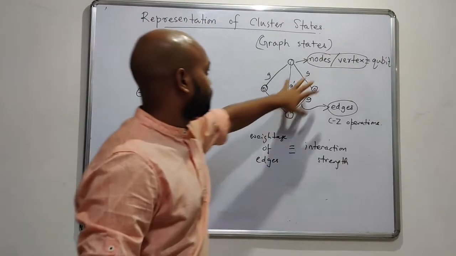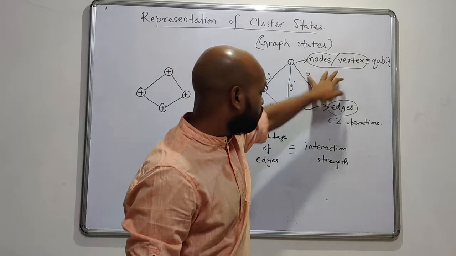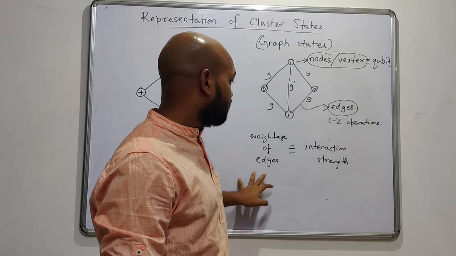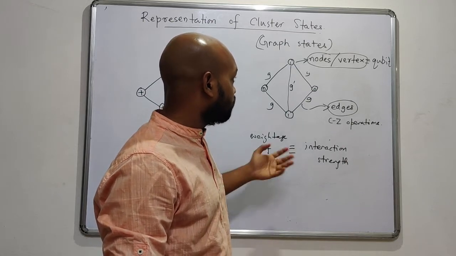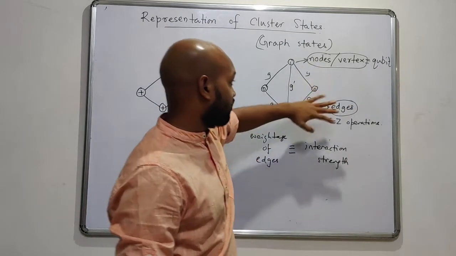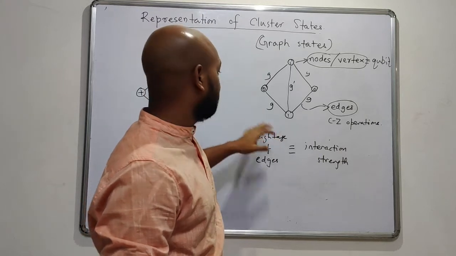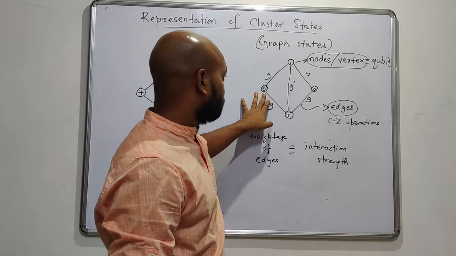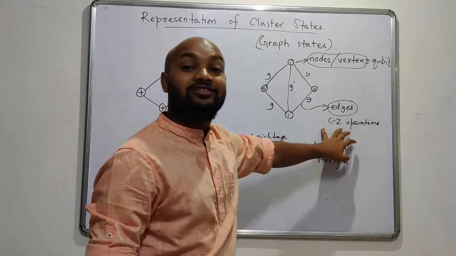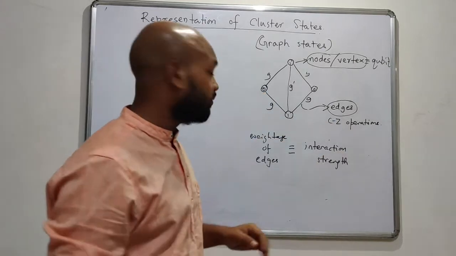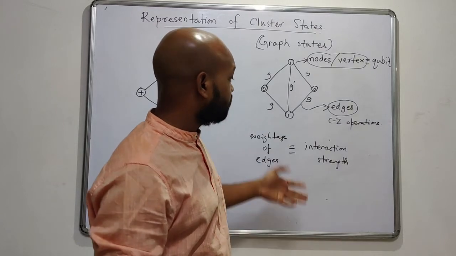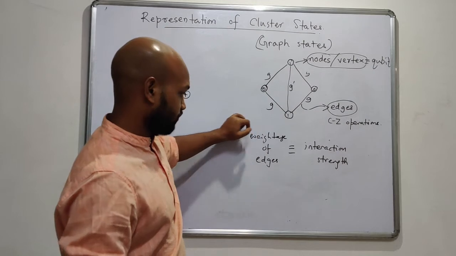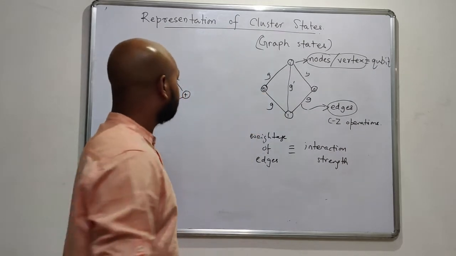So what are the terms that we should remember? Nodes, edges, and the weightage of the edges, and what do they correspond to? Nodes or vertex correspond to the particular qubit states in which the state is prepared, the edges correspond to the CZ operations or the entanglement between them, and the weightage of the edges correspond to the interaction strength between those qubits, for that particular edge.